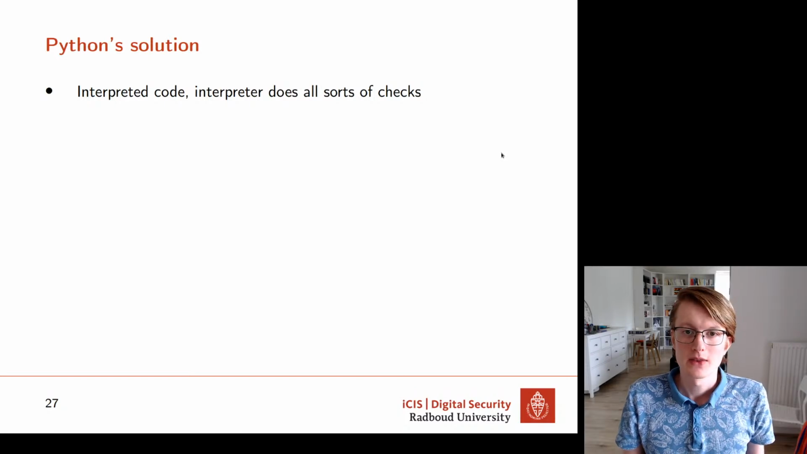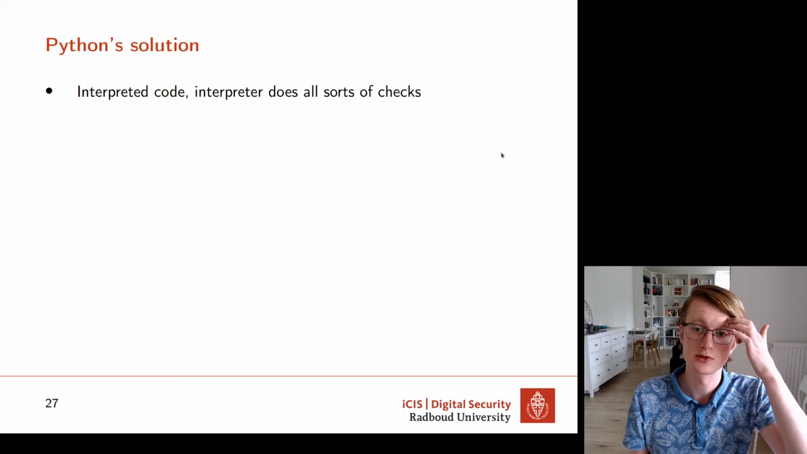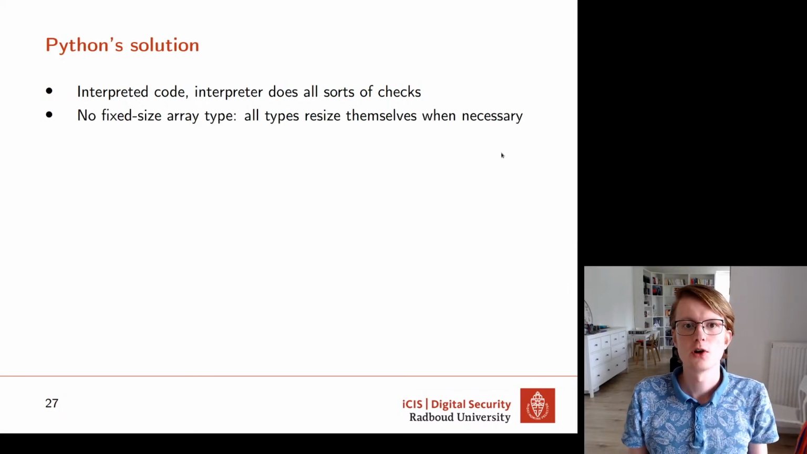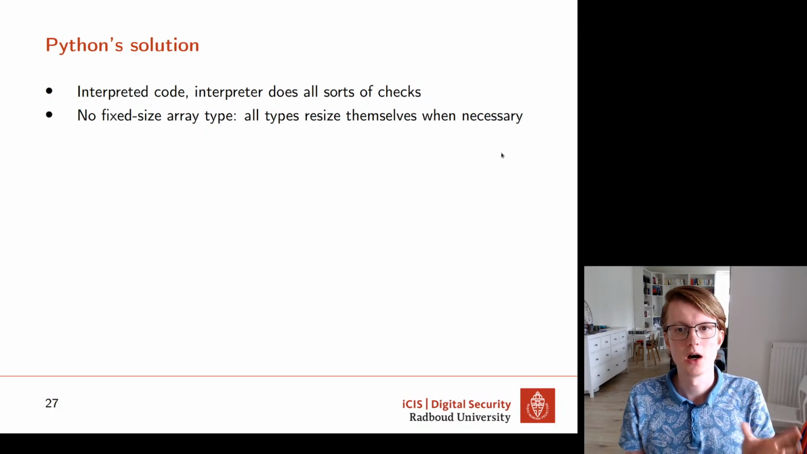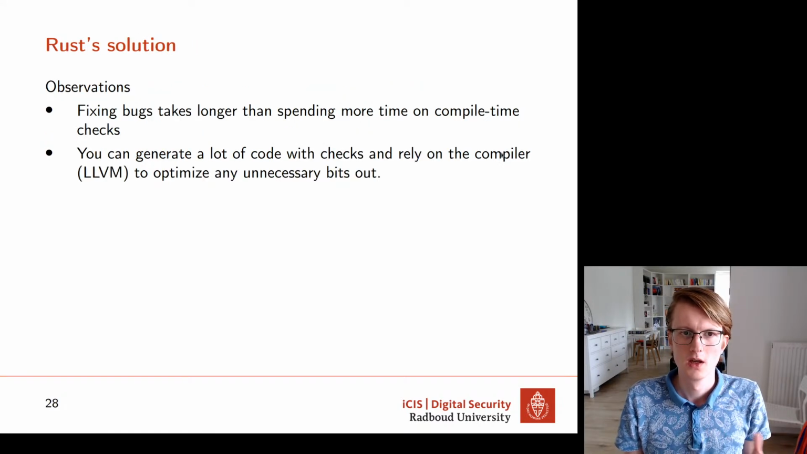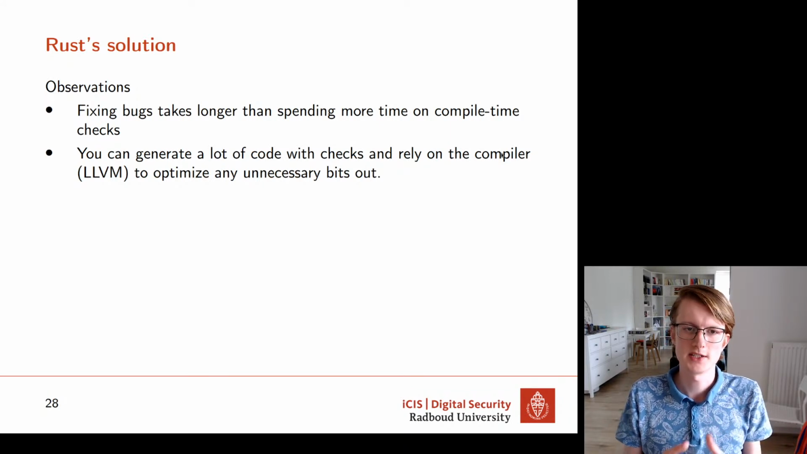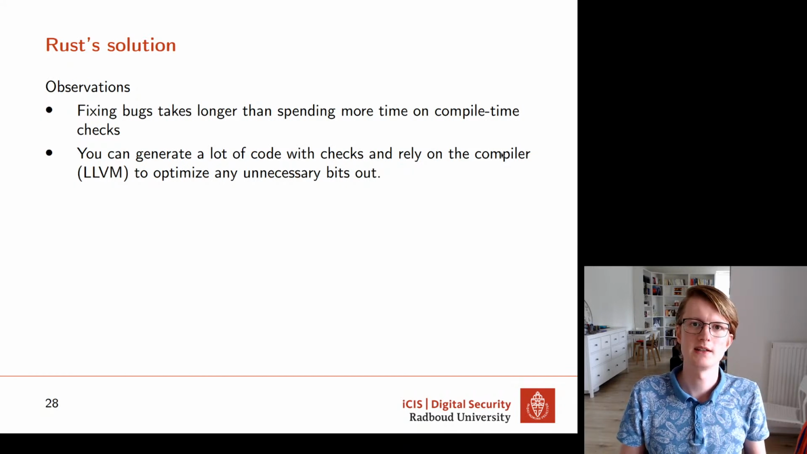In Python, you have an interpreter. The source code is not compiled, but the interpreter runs it for you, and it does all sorts of checks. There's also no fixed size array type. All types will resize themselves whenever necessary. That even goes for integers. And Python is another example of a garbage collected language. Then there is Rust. And Rust tries to solve these problems in a slightly different way.